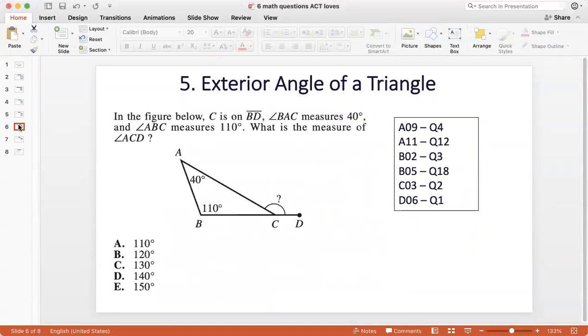Number 5 is the exterior angle of a triangle question. In my analysis, there were 6 such questions on the tests that I looked at. This question will ask you the measure of the exterior angle in a triangle. So here you are given the interior opposite angles and you've been asked to find the measure of angle ACD. And the exterior angle of a triangle is always the sum of the interior opposite angles. So ACD would be 110 plus 40, which is 150.